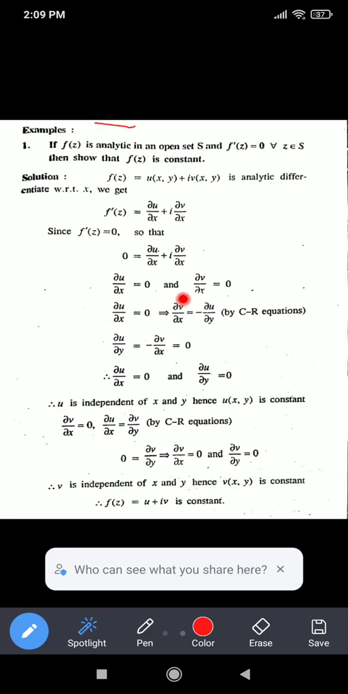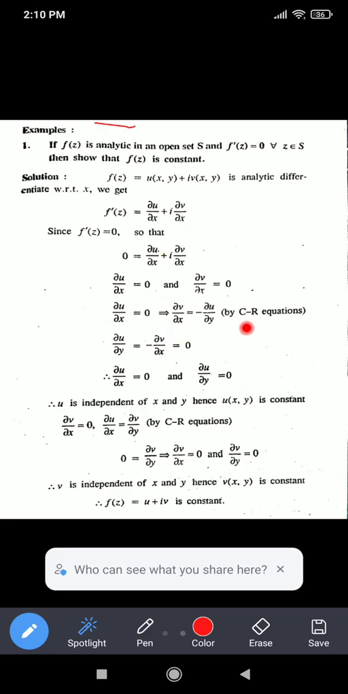Then comparing real and imaginary parts, 0 can be written as 0 plus i into 0. By equating real and imaginary parts, we get dou u by dou x is equal to 0 and dou v by dou x is equal to 0. Now using the CR equations, we have to show that the function u is free of x and y. The first condition is dou u by dou x is 0. Then we have to show that dou u by dou y is also 0.